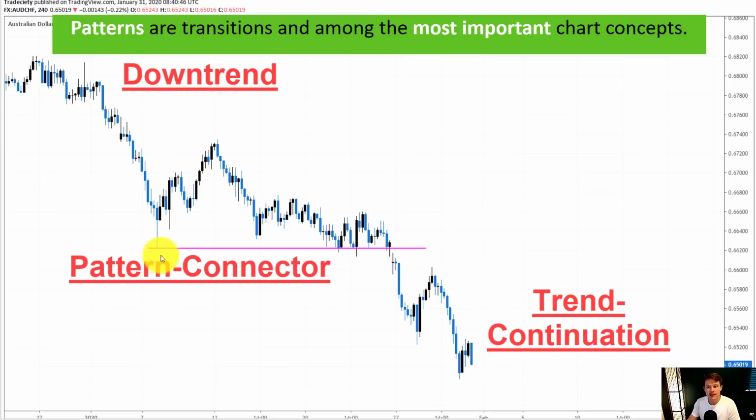Here we have a pattern connector within a long-term downtrend. The pattern is here in this case showing us a temporary pause.